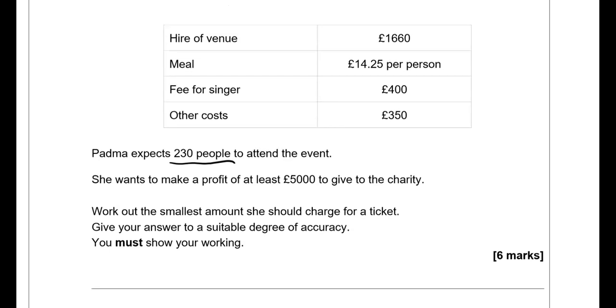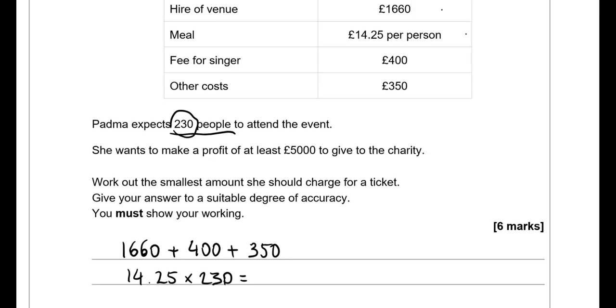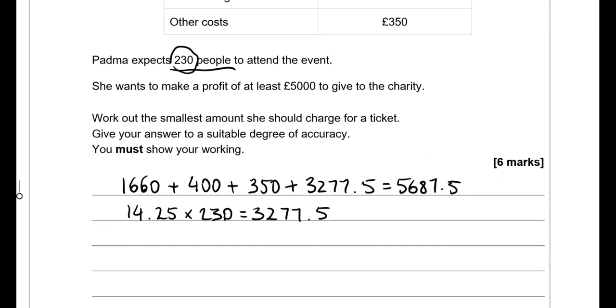So, what is the total cost? We're going to add these all together. So, we've got 1,660. We're going to add 400. We're going to add 350. And this is the cost per person. So, that is 14.25 times 230. Which gives us 3,277.5. So we can add 3,277 to the other costs, which is 5,687.5. So we're going to add to that the £5,000.